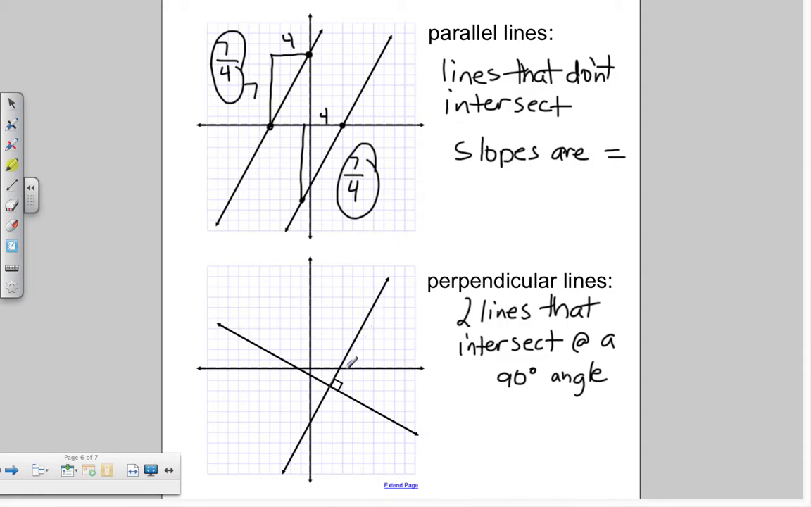But now if I actually put a number to it, let's see what I get. The point here and the point here. So I rise 2, run 1. So the slope of this line is 2 over 1, or 2. You could just say it's 2, but let's keep it as 2 over 1 for now. The slope of this line is, all right, here's 1 point and here's another point. How many do I rise? Well, I actually drop 1 and I run 2. So the slope of this line is negative 1 over 2. So this is the slope of this line, and this is the slope of this line.